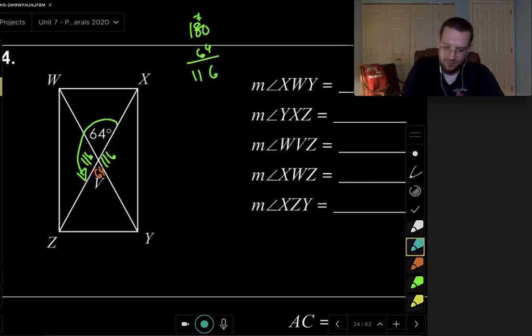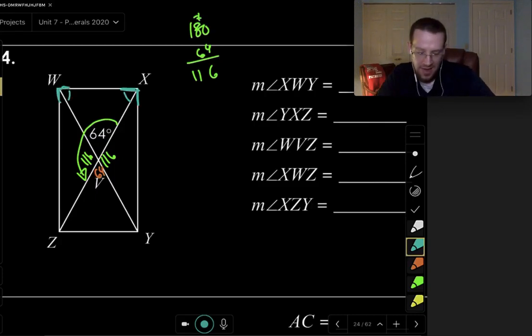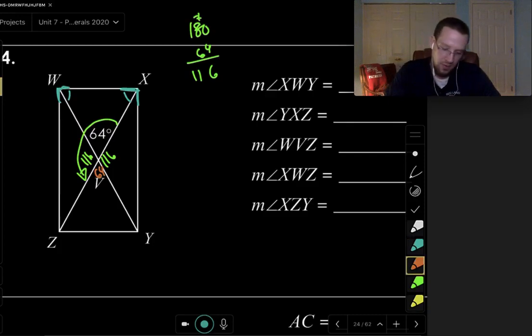Now, I know that this angle is 90, and this angle is 90, but I also know that these two angles will be the same. How I know that is because these diagonals are congruent. And so that means that this is an isosceles triangle. So those two angles will be the same.